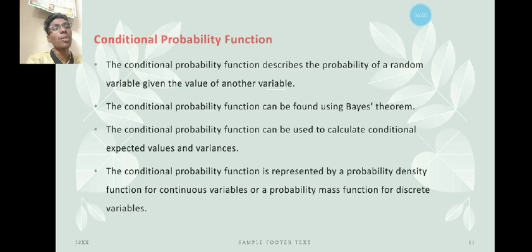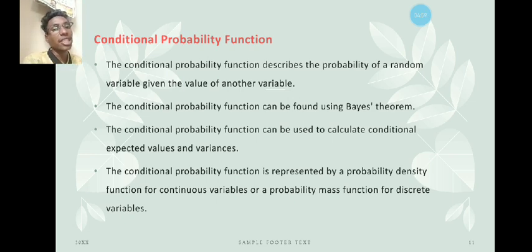Conditional probability function. The conditional probability function describes the probability of a random variable given the value of another variable. It can be found using Bayes' theorem. It can be used to calculate conditional expected values.